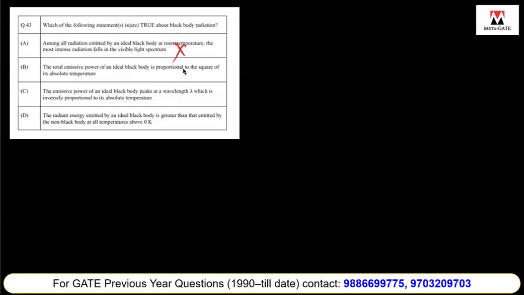And also, the total emissive power of an ideal black body is proportional to T square? No, it is proportional to T power 4 of the absolute temperature. The emissive power of an ideal black body peaks at a wavelength lambda, which is inversely proportional to absolute temperature. Yes, according to Wien's displacement law, lambda T is constant. This is right. The radiant energy emitted by a black body is greater than that emitted by a non-black body at all temperatures above 0 Kelvin. This is also true.